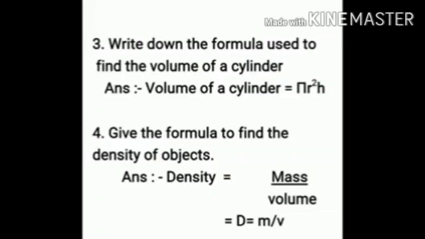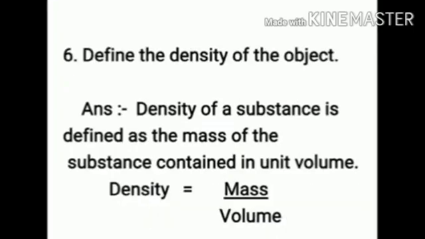Number 4. Give the formula to find the density of objects. Answer density equal to mass by volume. Therefore, D equal to m by v. Number 5. What are derived quantities? Answer the physical quantities which can be obtained by mathematically combining the fundamental quantities are known as derived quantities. Number 6. Define the density of the object. Answer density of a substance is defined as the mass of the substance contained in unit volume. Therefore, density equal to mass by volume.